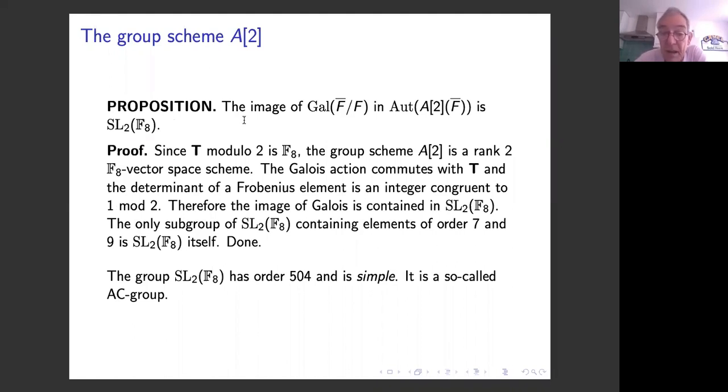Now for SL2(F8), we know what the maximal subgroups are. They are either Borel or Cartan, split Cartan or non-split Cartan. Some of these groups contain elements of order 7 and some of them contain elements of order 9, but never both. The only group that contains both elements of order 7 and elements of order 9 is SL2(F8) itself. So the image of the Galois group, just by looking at these few polynomials, is equal to SL2(F8). This is a simple group of order 504, and it is a well-known group in group theory. It has the property that the centralizer of any non-trivial element is Abelian.